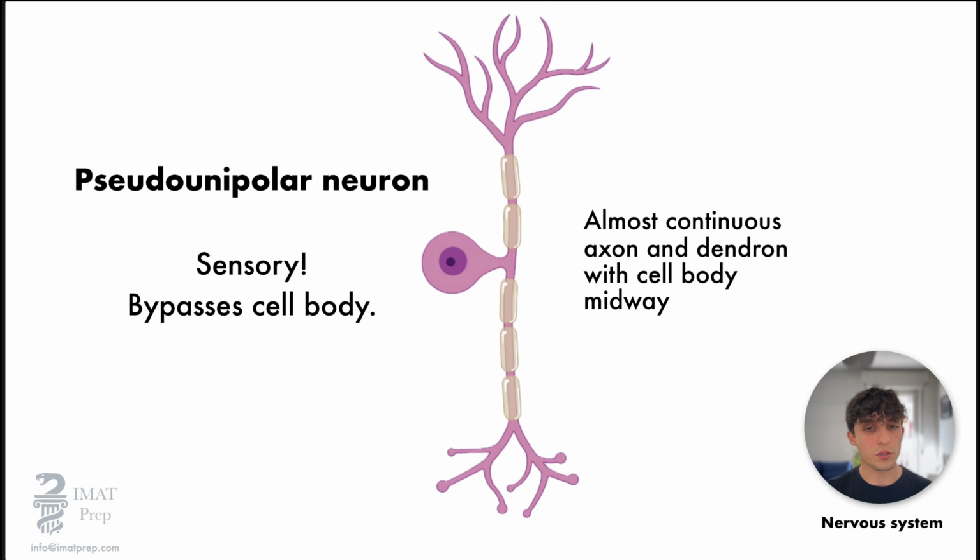So different to the bipolar neurons that we had seen before, in which we had the cell body in the middle and dendron on one side, axon on the other, where the action potential had to go through the cell body. Here, the cell body moves out of the way, therefore we have an almost continuous axon and dendron, and the action potential bypasses the cell body. We have seen this before.